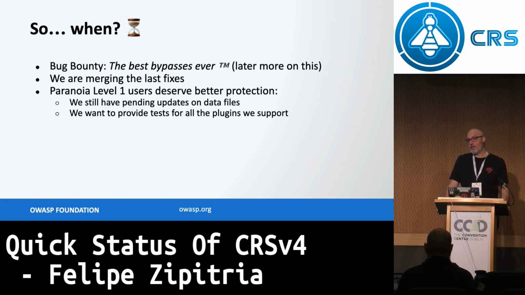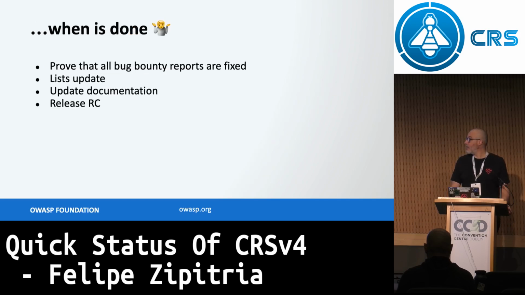The other major thing is that we want to provide you with tests for all the plugins we support. Right now for CRSv4, we decided to use all the exclusion rules that we used to have, for Doku, wikis, WordPress and Drupal. We are going to provide tests for all those because we moved that from the core to plugins. So let's bring some tests on those, and then we can ship CRSv4 with confidence. That's what we are up to right now.